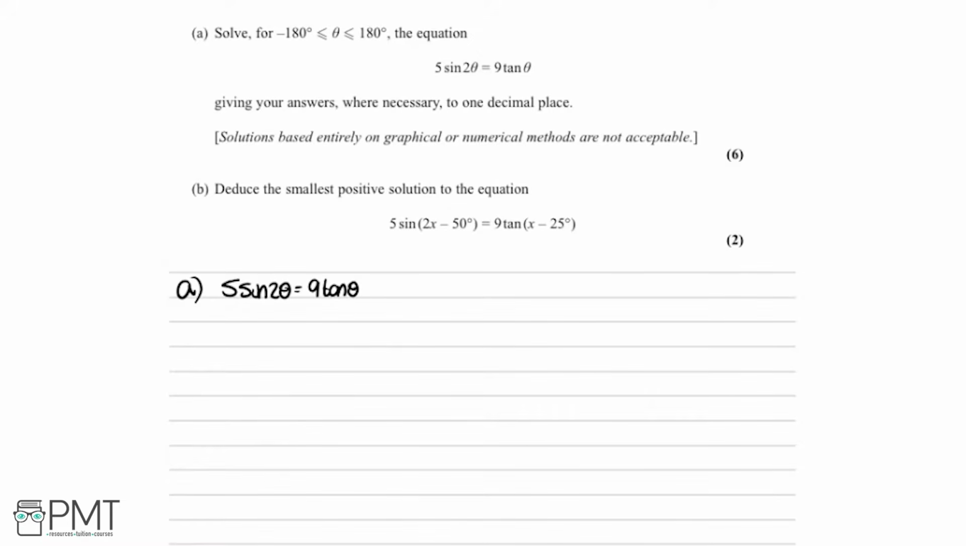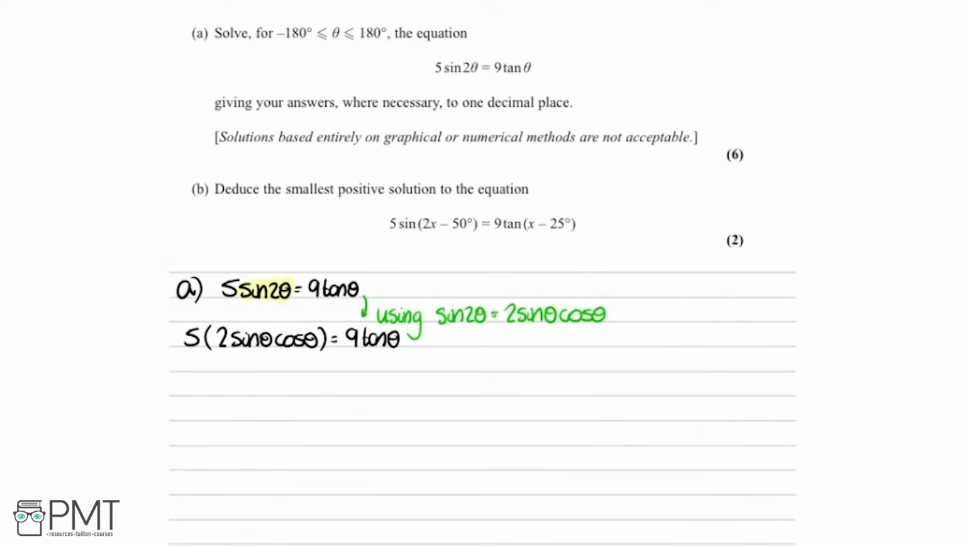Great, so we need to look at that and see if we have any thoughts about what we can do. Well, the first thing that jumps out to me here is we've got sine 2 theta, and in the formula booklet there's actually an identity for that. So using the identity that sine 2 theta equals 2 sine theta cos theta, we can then rewrite the equation, replacing sine 2 theta with 2 sine theta cos theta.